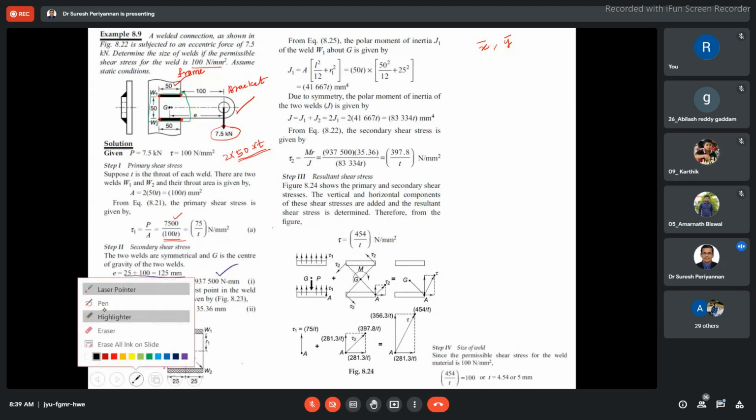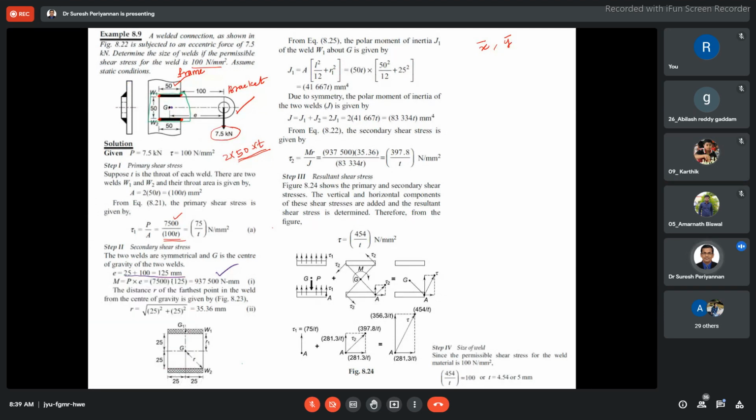Now, see here. Once we have found the eccentric distance E, then P into T is our moment. Now come to this figure. We would like to find out the R distance. Same thing as in welded, riveted and bolted joints: where the farthest end of the weld is sitting from the center of gravity. In this case it is very simple. We know this distance is 25, and this distance is 25. Then we are able to know the R value. Okay. Now each weld.